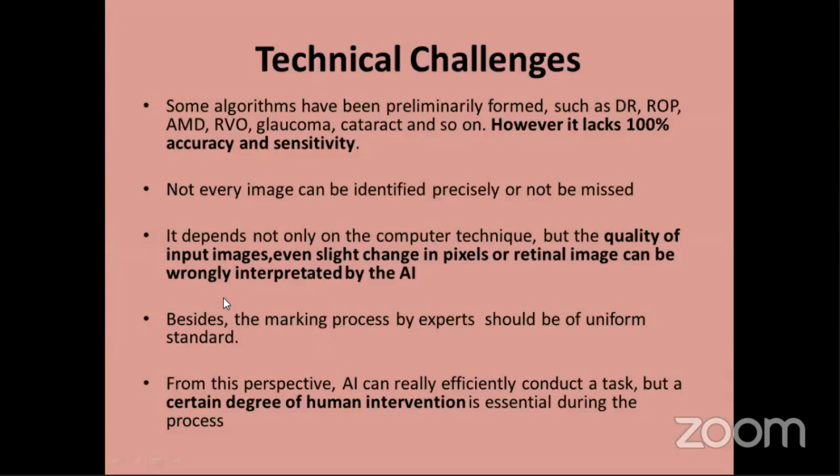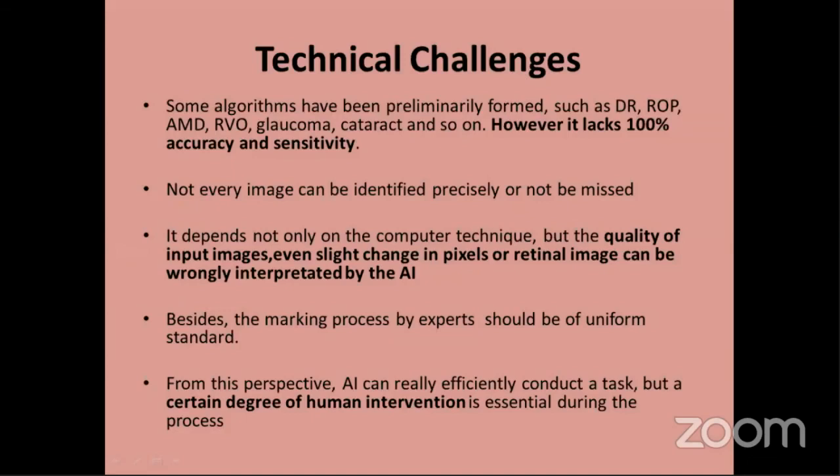So not every image can be identified precisely, or it can be missed sometimes by the machine. Even if you change a little bit, the machine sometimes is not able to read. So it doesn't depend only on the computer technique, but the quality of the input images also, and even a slight change in the pixel or retinal image can be wrongly interpreted by the artificial intelligence. And besides, there is lack of uniformity amongst the experts who are actually feeding the data. So in that perspective, some human intervention is always needed to interpret the machine.